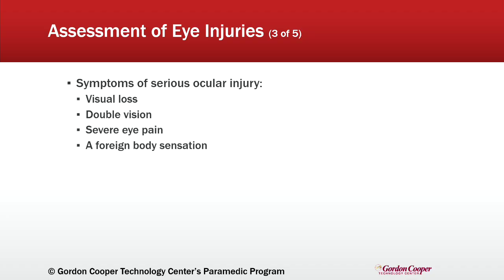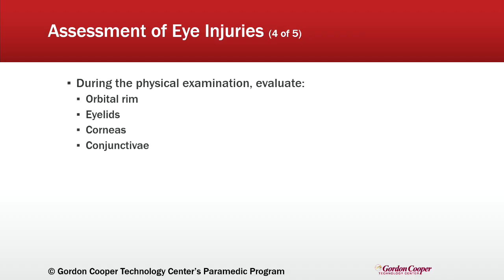Symptoms of a serious eye injury include, of course, vision loss that doesn't improve with blinking, which may indicate damage to the eye or the optic nerve. Double vision usually points to trauma involving the extraocular muscles. Other symptoms of severe eye pain and the sensation of a foreign body may be present as well.